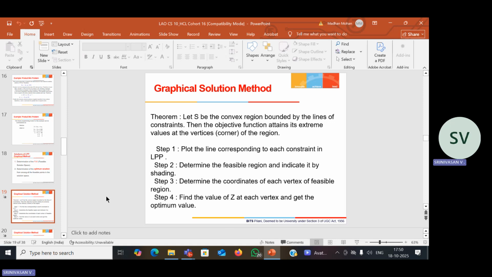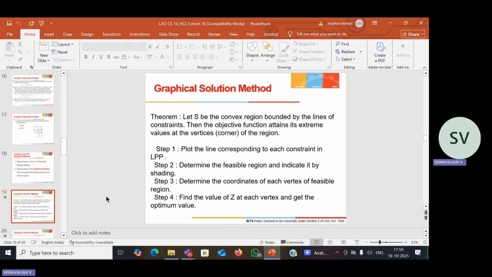The same thing was already mentioned. How do you go about doing the graphical solution methods? Okay, right. Let S be the convex region bounded by the lines of constraints. Then the objective function attains its extreme values at the vertices, that is, the corners of the region. What are the steps? Plot the line corresponding to each constraint.